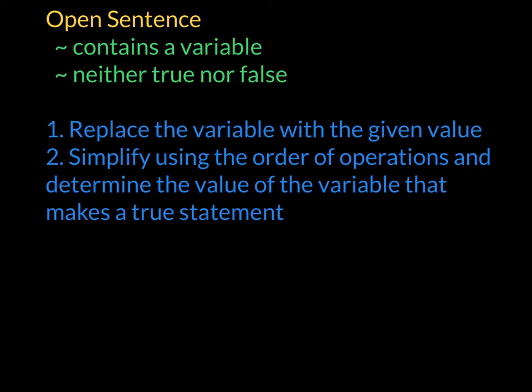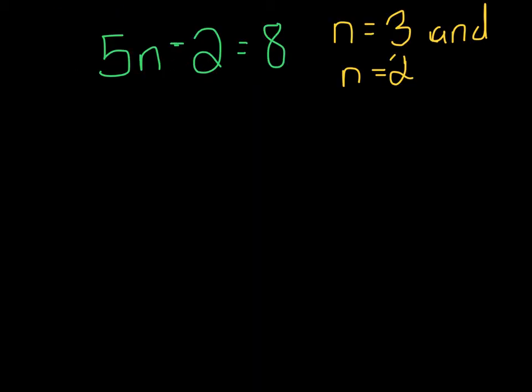Next, we have an open sentence. The open sentence contains a variable. It is neither true nor false. To determine whether a value is a solution of an equation, you first replace the variable with the given value. Then second, you simplify using the order of operations and determine the value of the variable that makes a true statement. So let's take a look at an example.